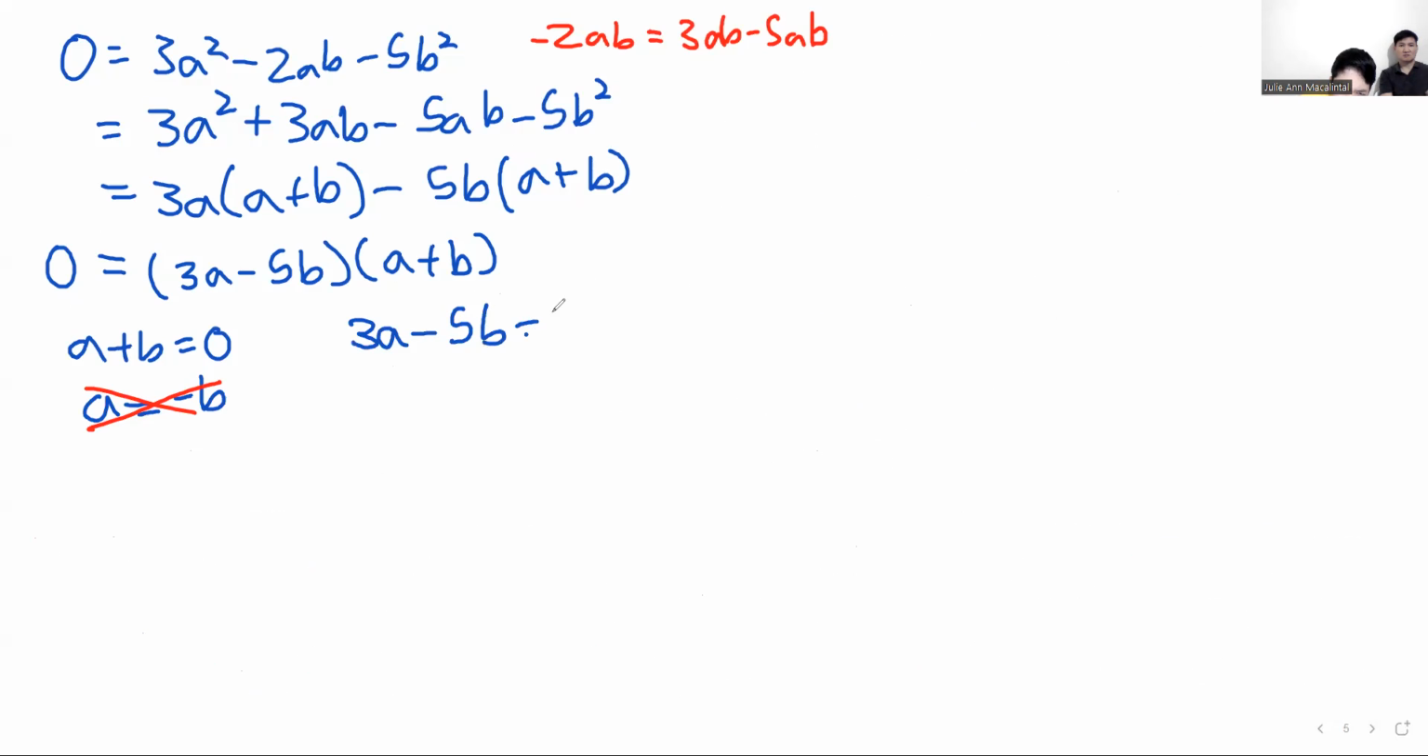So 3a minus 5b is equal to 0. For this equation, it's technically not a root because we don't have any value. It's technically not a root. So b is 5b over 3.